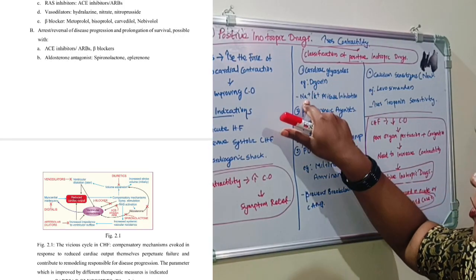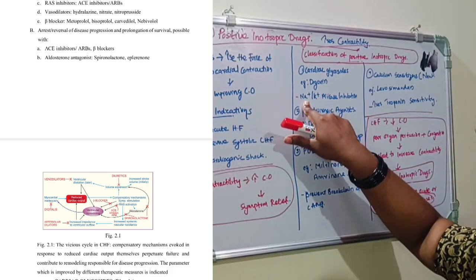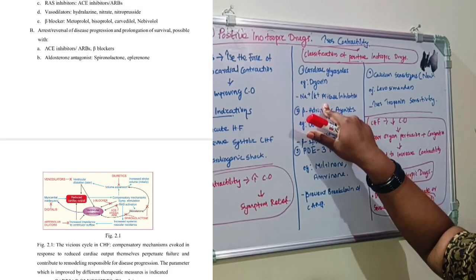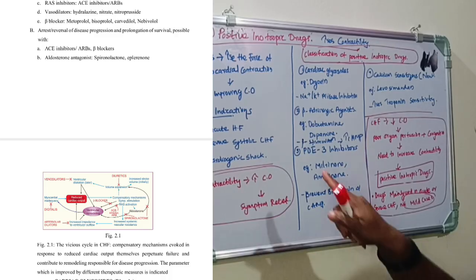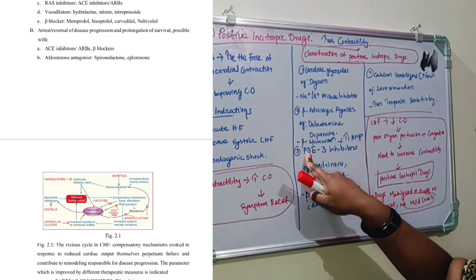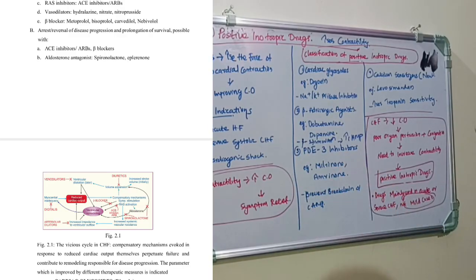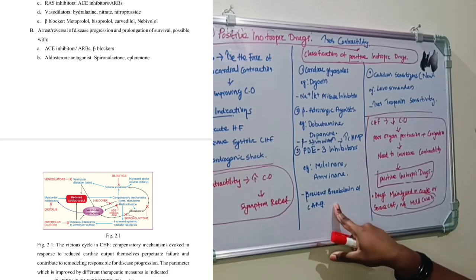The mechanism of digoxin is that it will inhibit the sodium plus potassium ATPase. The second one is the beta adrenergic agonists. The examples you can give are dobutamine and dopamine. The mechanism is beta stimulation, which will increase the cAMP. And the third one is the PDE3 inhibitors. The examples are milrinone and amrinone, which will prevent the breakdown of your cAMP.